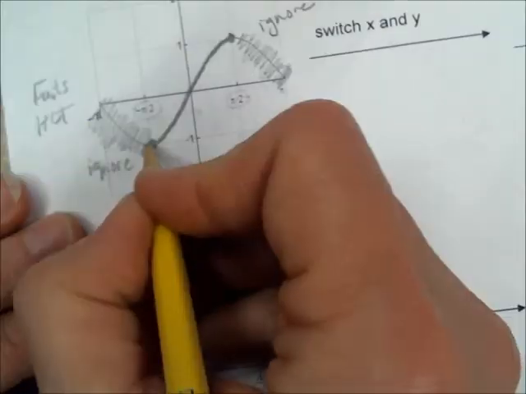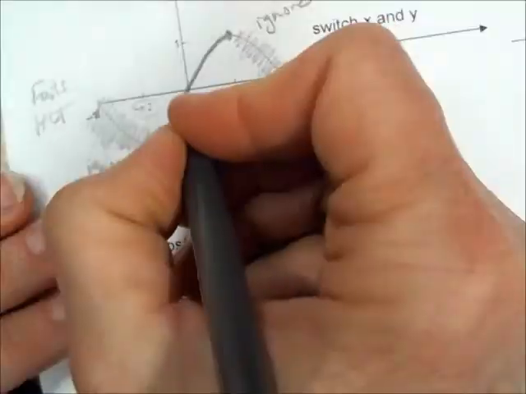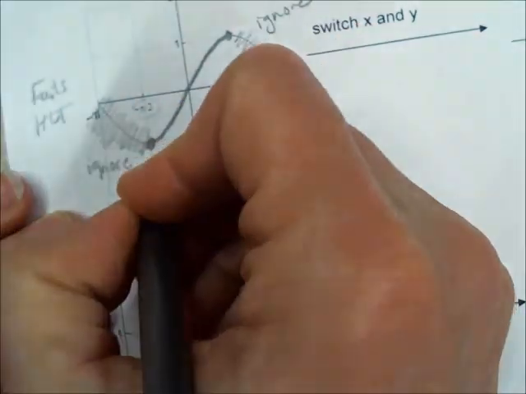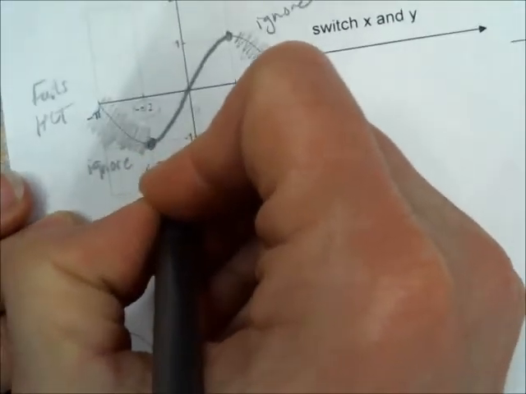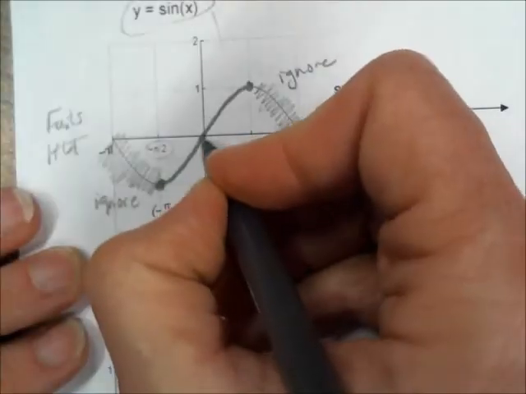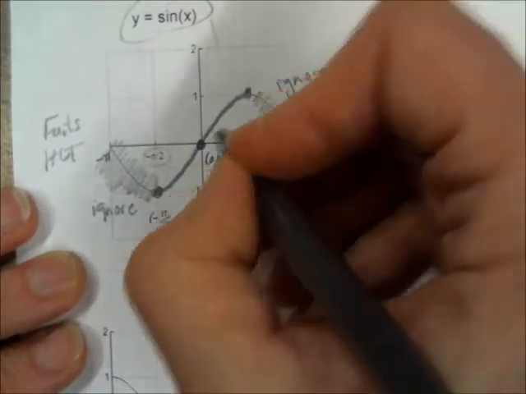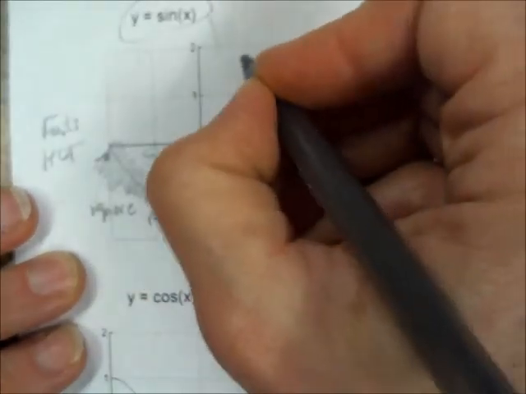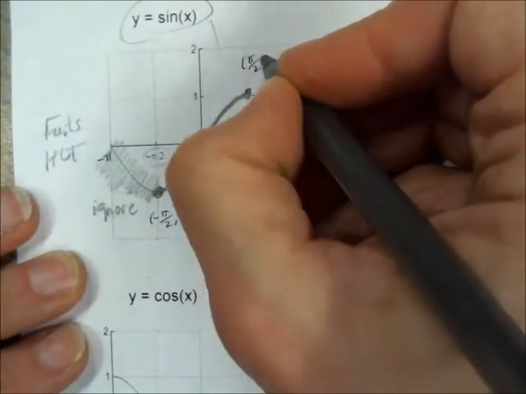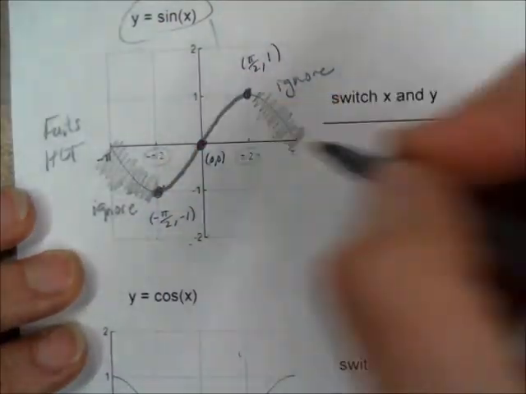And so now I'm going to mark off what these coordinates are. This coordinate down here is negative pi over 2 comma negative 1. This coordinate right here is the origin, 0, 0. And this coordinate is x equals pi over 2 and y equals 1. So those are the three important points in what's left of our cycle.